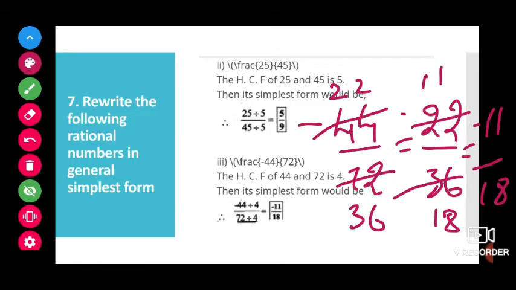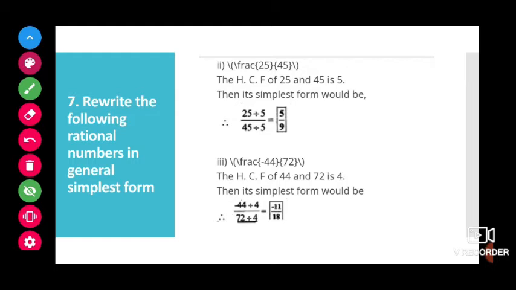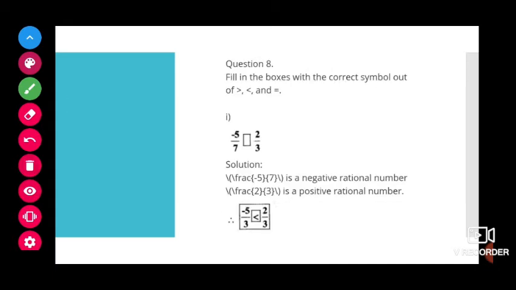Even with 2, 3, like that, simple numbers you can take. Or else we can take the highest common factor at a time. Then you can take the highest common factor also. Okay. Next one, question number 8.